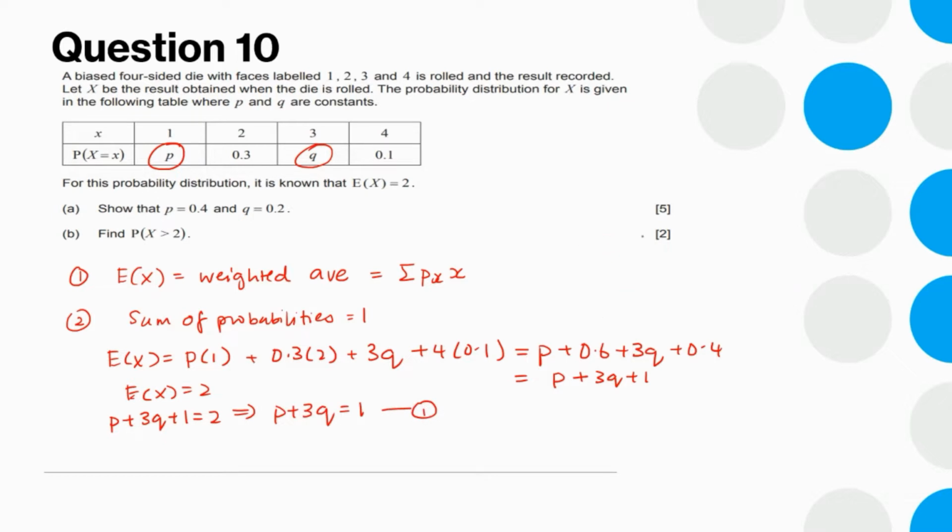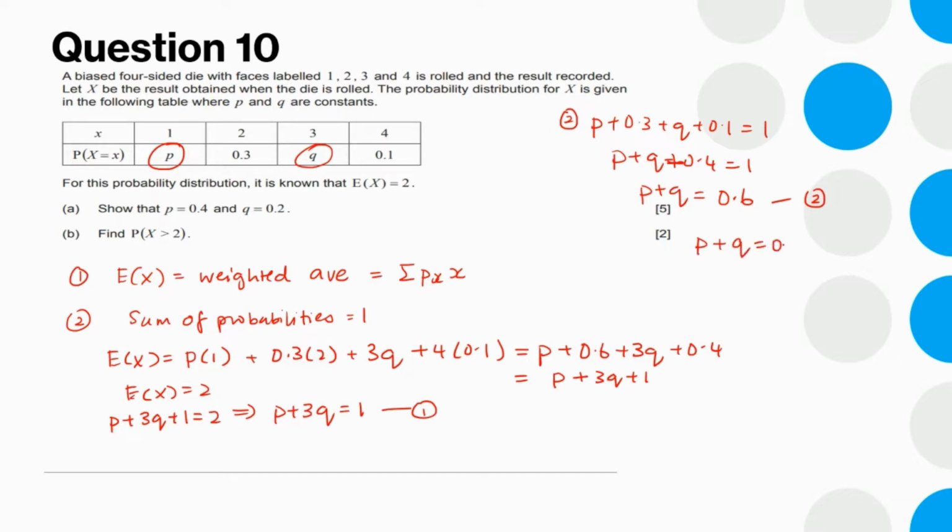For the second equation, I have to add up all the probabilities. So P plus 0.3 plus Q plus 0.1 all adds up to 1. That means that P plus Q plus 0.4 equals 1. So P plus Q is equal to 0.6. That's my second equation.